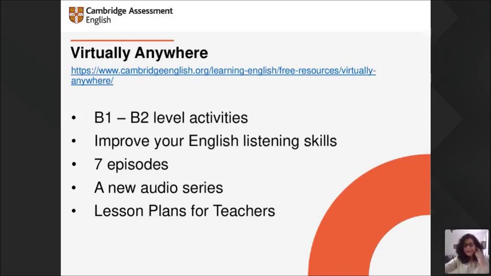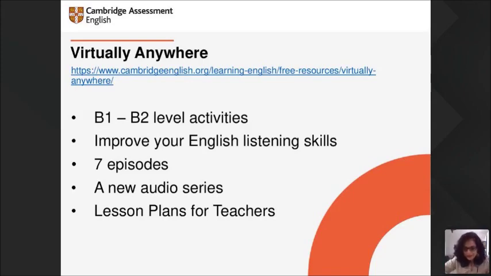these units are basically audio pieces which are designed for the B1 and B2 level learners of English, and they focus on your listening skills. There are 7 episodes in all, and it's an audio series where it has two university going students, Geeta and Paul, and they are discussing how to go about their language preparation, and there's this mysterious professor who comes to their assistance, who promises to help them.